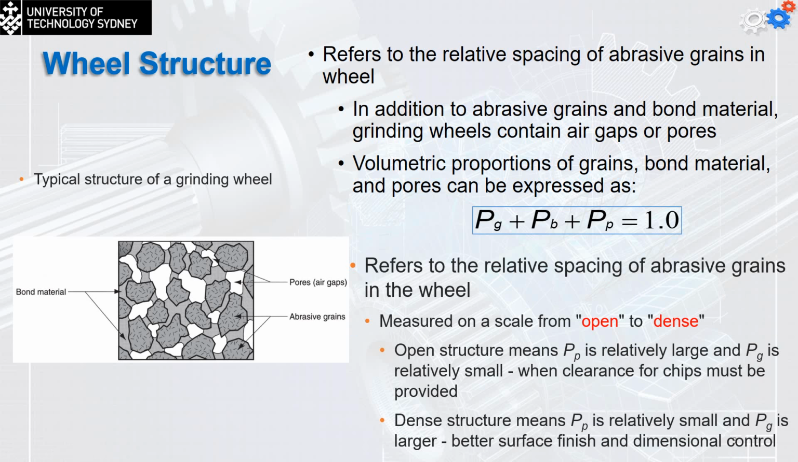So it refers to the relative spacing of the abrasive grains in the wheel, measured on a scale from open to dense. Open means we're going to have bigger gaps. Dense means the grains are going to be close to each other. The open structure means PB is relatively large and PG is relatively small, when clearance for the chip must be provided. The dense structure means PB is relatively small and PG is larger, for better surface finishing and dimensional control. Now, obviously, we are talking here about the open structure, which is going to have coarse material, and this one is going to be for the fine material.